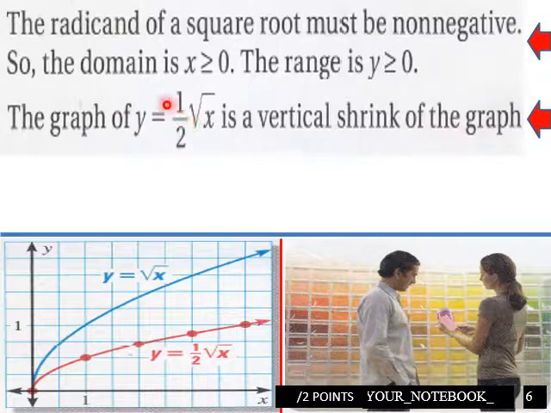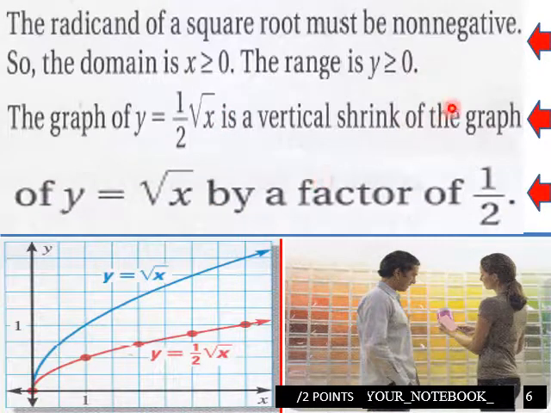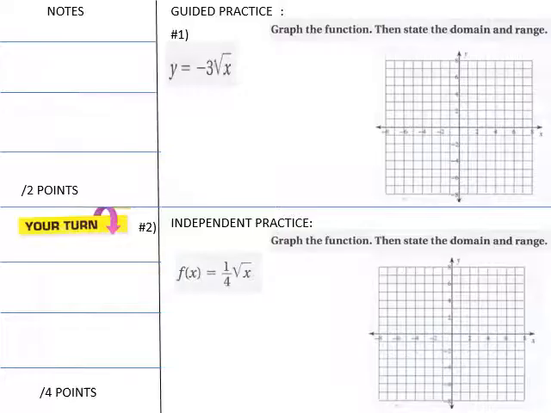The graph of y equals 1/2 of square root of x is a vertical shrink of the graph of y equals square root of x, which is here. It's compressed, it's dropped down, basically because this a value here is less than 1 by a factor of 1/2. So it's been scrunched down.